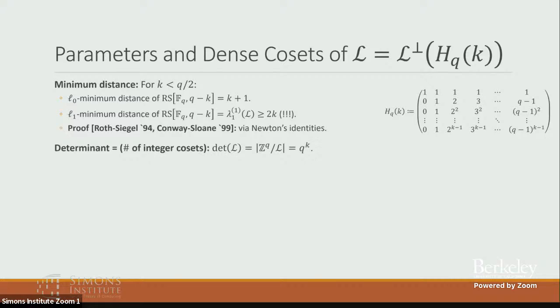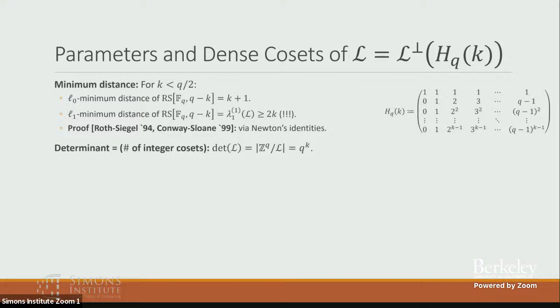The second thing is the determinant of this code. For integer lattices, the determinant is just its number of integer cosets, or equivalently, the size of this quotient group, which here is q to the k. So we have minimum distance at least 2k, and we have determinant q to the k.